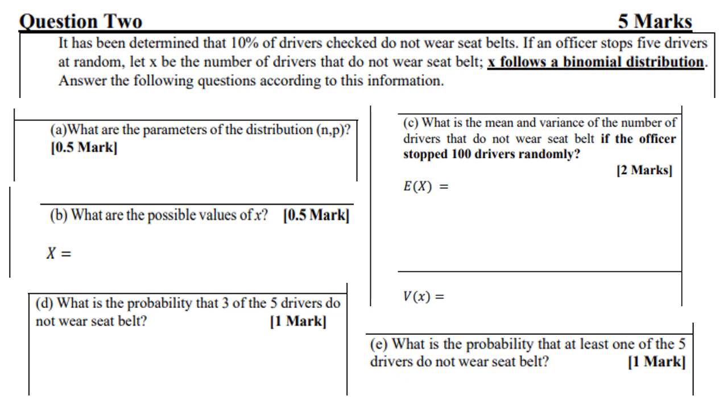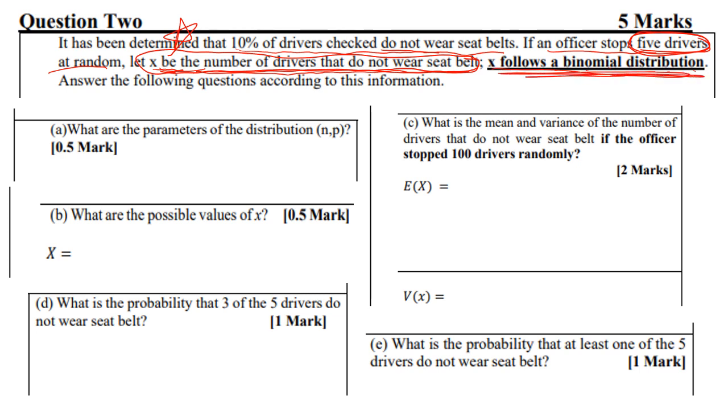It has been determined that 10% of the drivers checked do not wear seat belts. If an officer stops 5 drivers at random, let X be the number of drivers that do not wear seat belts. Here is a key thing: what is X? The random variable, the number of drivers that do not wear seat belts. X follows a binomial distribution. This is an important one.